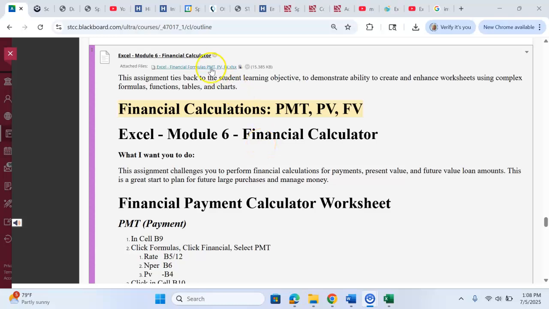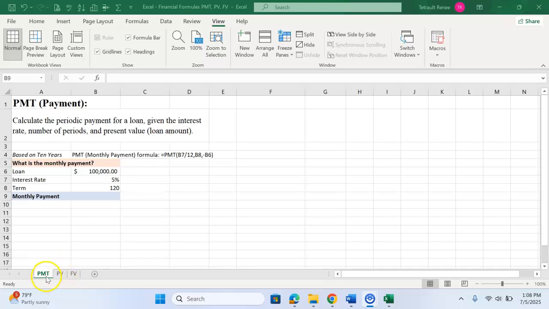Hello, instructions for financial calculator using payment, present value, and future value. Go ahead and open the attached workbook. So there are three worksheets: payment, present value, and future value. We've done payment value quite often.